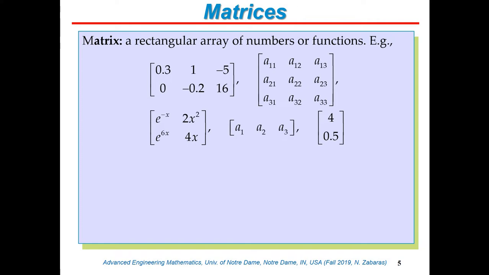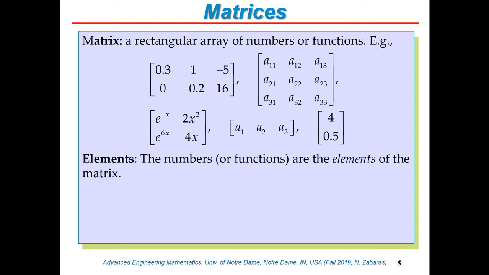You notice the matrices here are not all square. This is a matrix 2 by 3. This is a matrix 3 by 3, 2 by 2, and here these are special matrices that we call vectors. This is a row vector, which is 1 by 3, and this is a column vector, which is 2 by 1, if you think of it as a matrix. Obviously we just discussed the elements of the matrix, and again remember the elements don't have to be numbers, they can be anything else.